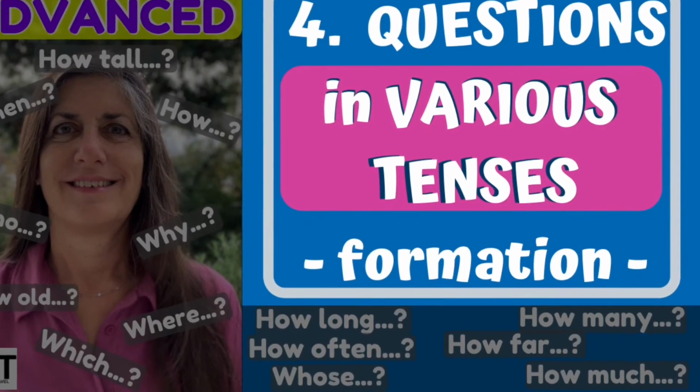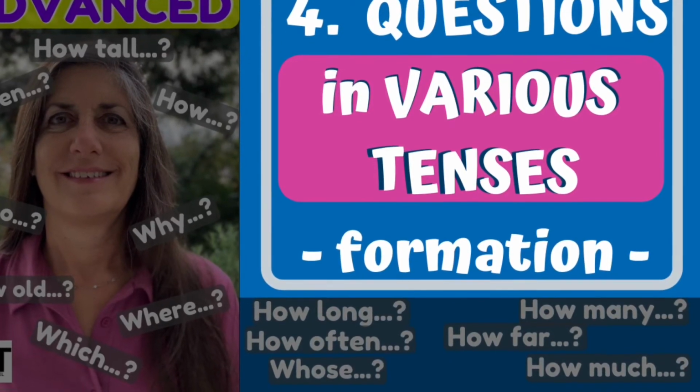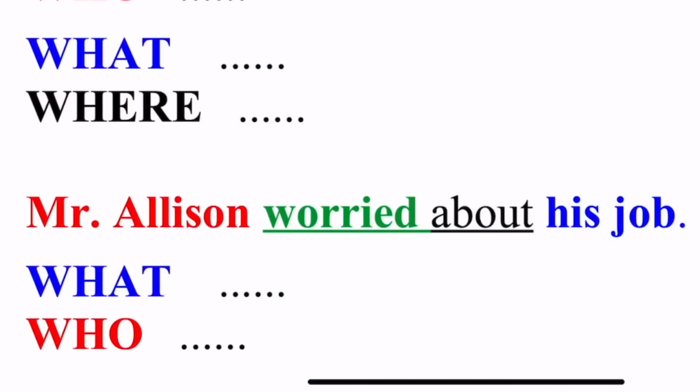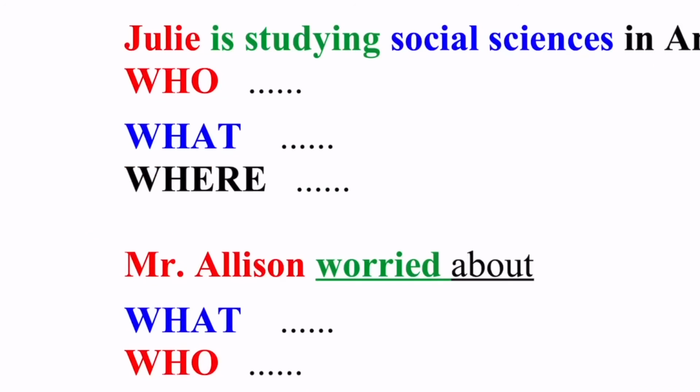Questions expressed in various tenses. Now we have Mr. Allison, who worried about his job. Mr. Allison worried. Worried is simple past. So we want to know what he worried about. What did Mr. Allison worry about? Here we can ask what. Then we need the auxiliary did.